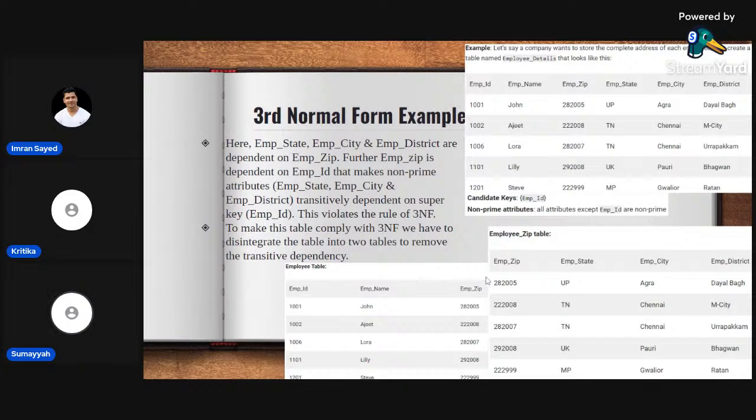To make this table comply with 3NF, we have to disintegrate the table into two tables to remove the transitive dependency. So we have an employee table with emp ID, emp name, emp zip. We removed all the transitively dependent attributes and put them in a separate table, the employee zip table, which were making things redundant. That's why we removed them, because they were dependent on the zip code and not on the employee ID and employee name. That's why we put them separately.